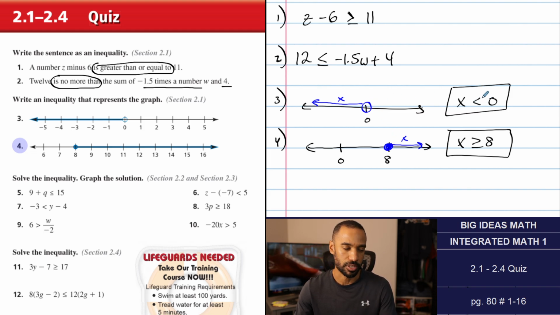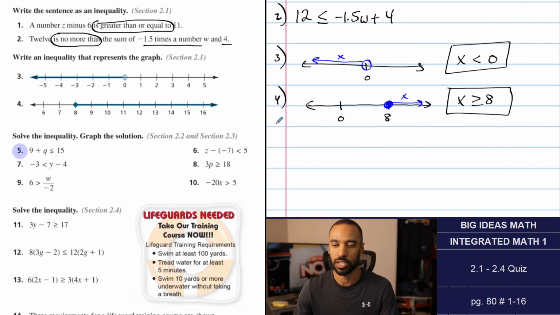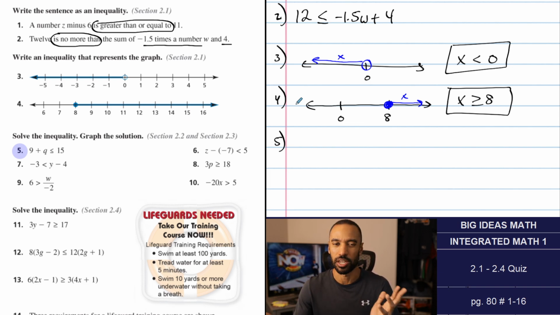Not equal to, they don't say that, but just less than, exclusively less than or greater than, open circle on that. Remember, this is a quiz review, right? We're coming up with how to prepare best for these. Numbers 5 through 10, they say solve the inequality, graph the solution. This is from sections 2.2 and 2.3 combined. Now, section 2.2 was on solving by addition and subtraction, properties of inequality, and 2.3 was solving using multiplication and division, properties of equality. So they really want to get these ones done in one step.